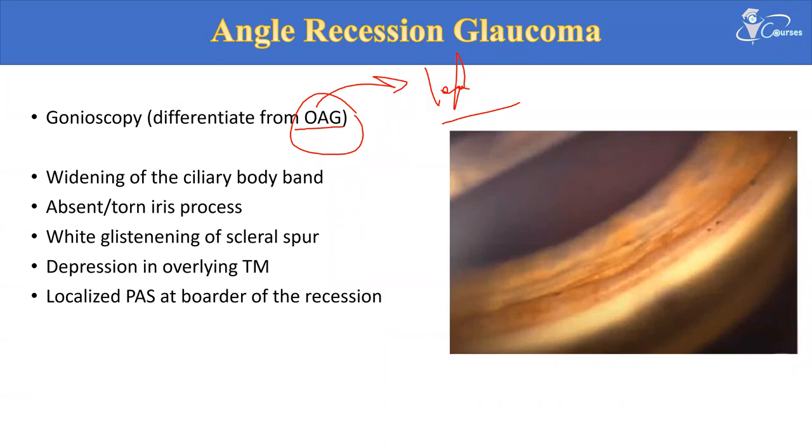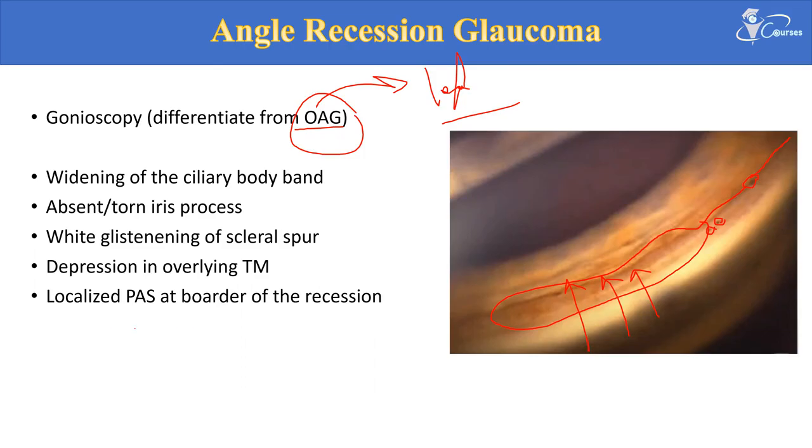So you see here is the angle. You see these dispersed pigments, which indicate the presence of previous trauma. Maybe these are coming from the iris or ciliary body. And you can see this is the normal angle, and then all of a sudden there is broadening of the ciliary body band. This broad ciliary body band occurs due to the tear between the longitudinal and the circular fibers, so the ciliary body becomes wider and more visible. So this will be a feature.